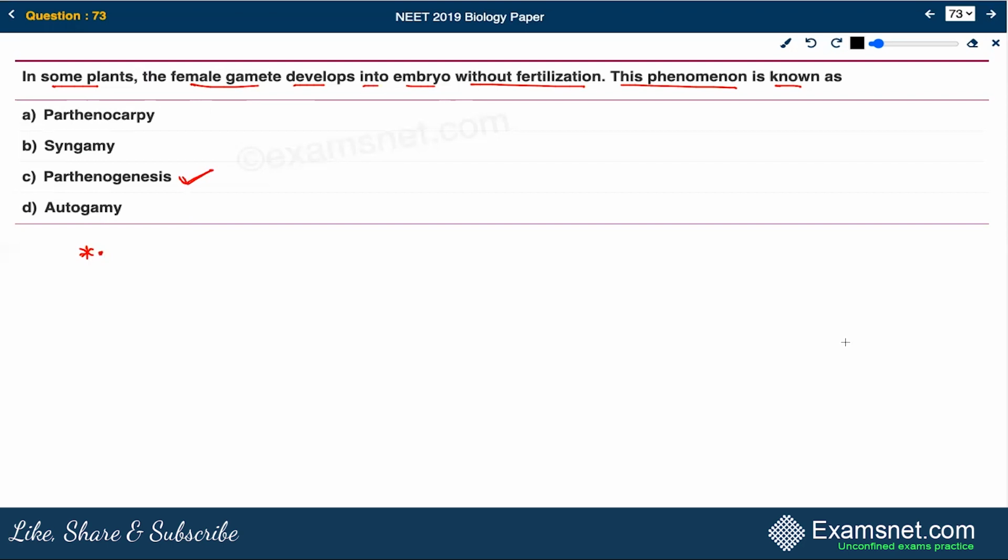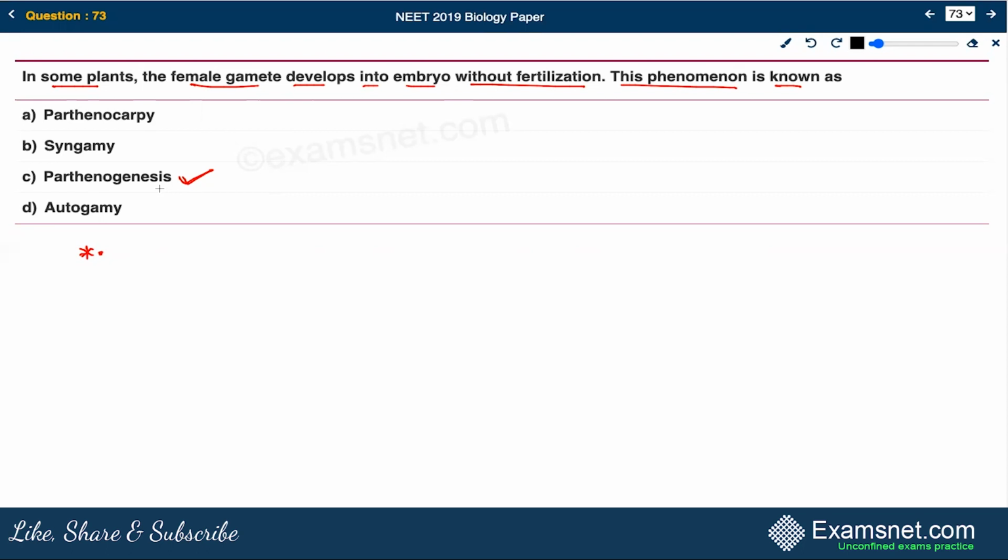parthenogenesis. All right. Because parthenocarpy is a process in which fruits are formed without the fertilization of the ovary. Then syngamy is the fusion between male and female gametes, so this is also a sexual process. And autogamy is one such process in which there is fusion between male and female gametes that are identical to one another.